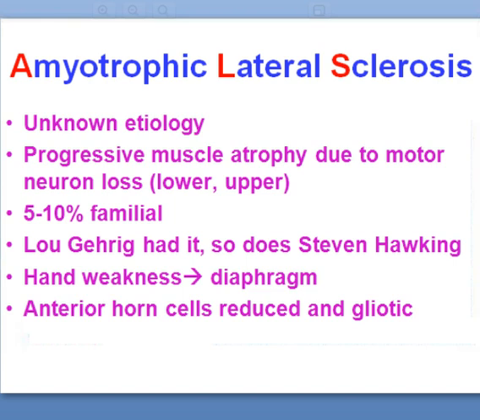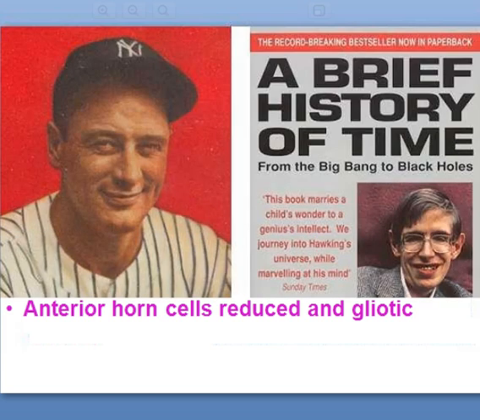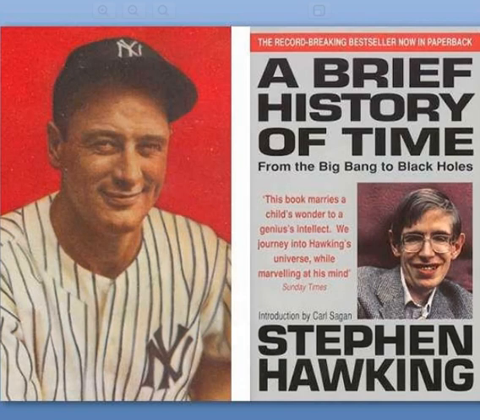The anterior horn cells can be reduced and gliotic, because that's where the disease is taking place also, in the anterior, or if you will, ventral horn cells. So if they die, the motor unit, or the muscles that they control, atrophy and die also. And there are the two biggest poster boys for ALS. One is the guy they named it after, Lou Gehrig, if you're a baseball fan.